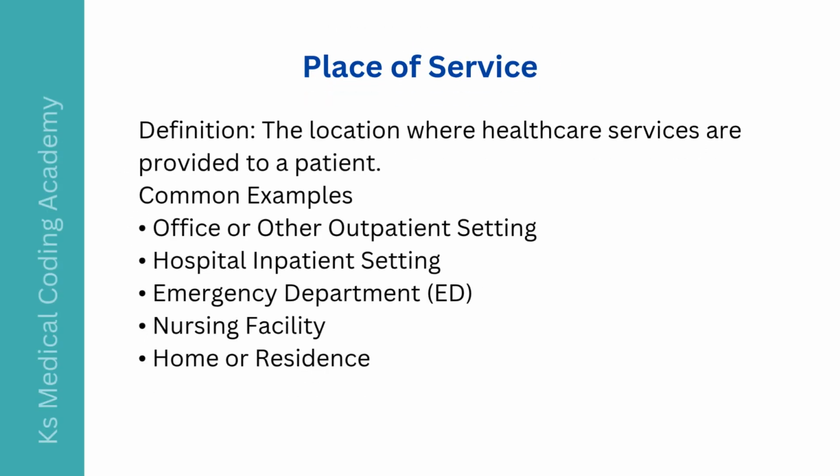Let's begin with the place of service. Place of service refers to the location where healthcare services are provided to the patient. Common examples include physician offices, hospitals, emergency departments, nursing facilities, and patient residences. This is an important concept because different healthcare settings use different EM categories and CPT code ranges. Therefore, identifying the correct place of service is one of the first steps in accurate EM code selection.